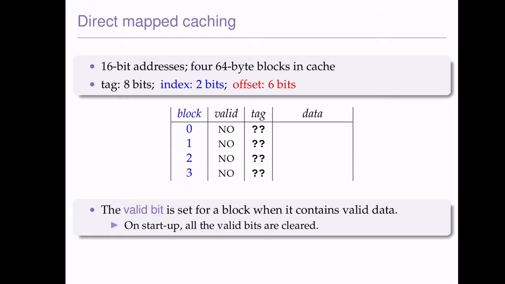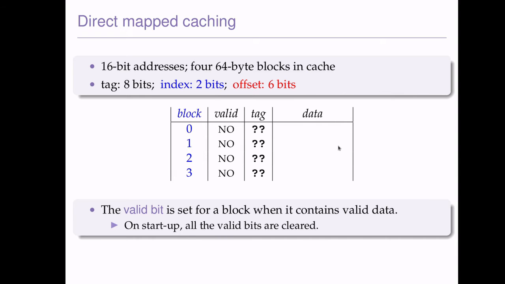There's also no block, or we have blocks but we don't have any tags or anything like that. So we see a setup like this. So we have block 0, 1, 2, 3, and that makes sense. We have an index of 2, so that means we can only represent 4 different blocks. So none of these are valid because no memory has been put in there. We've just started up, so all the valid bits are cleared. We have no tags and no data yet. We only set the valid bit when it contains valid data.